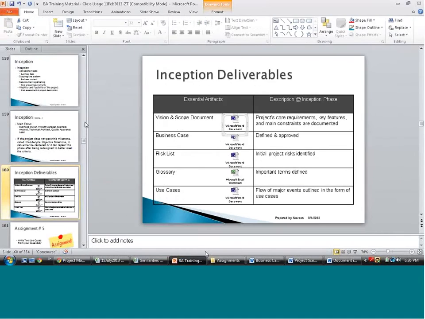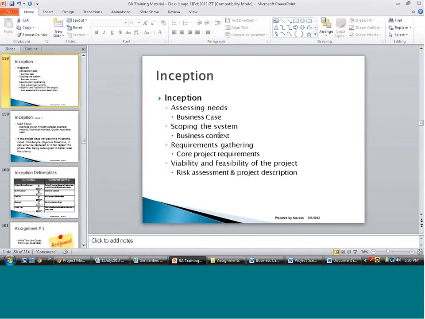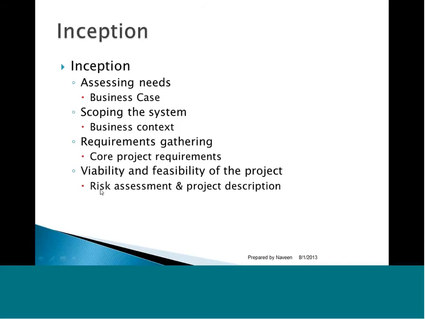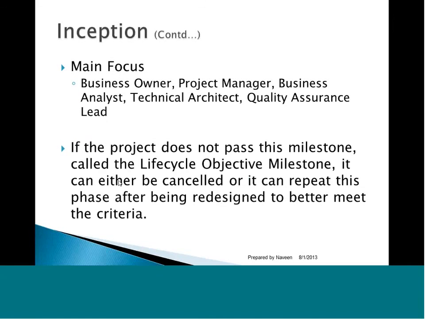in establishing the scope activity, they would create this business context or a vision or a scope document. And then they will capture the core project requirements, which is part of your requirements gathering activity. Once the requirements are in, then they will be doing the initial viability and feasibility analysis. Is this even doable? If yes, how can we accomplish it? And who are the main focus in inception phase? A business owner, project manager, business analyst, technical architect, quality assurance lead, technical delivery manager. So these are the people that would be important during the inception phase.